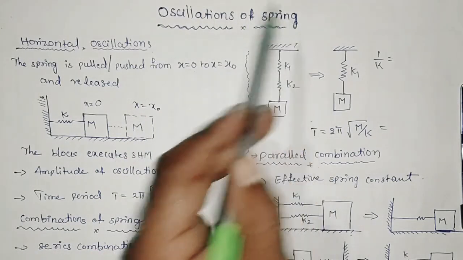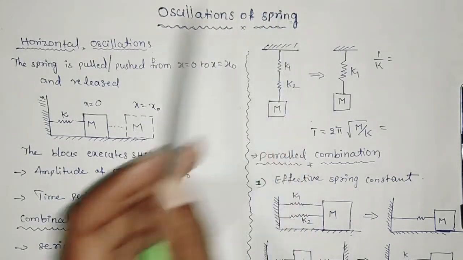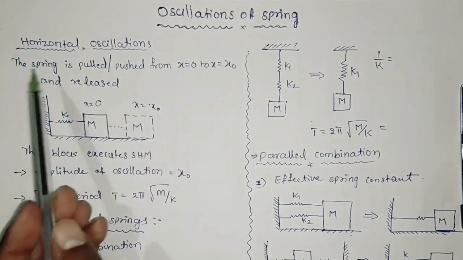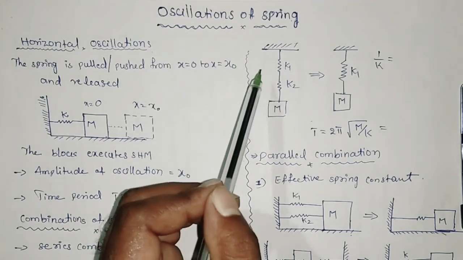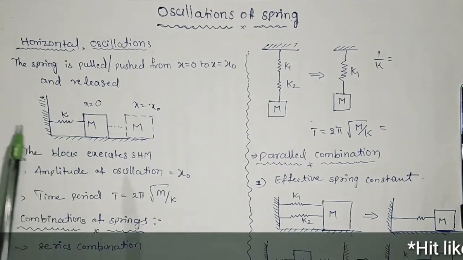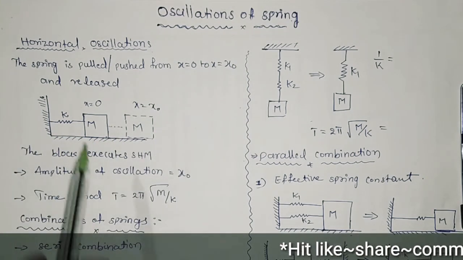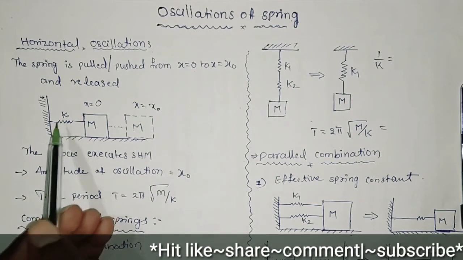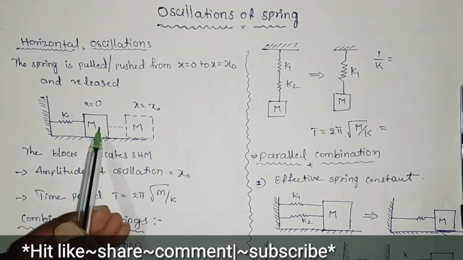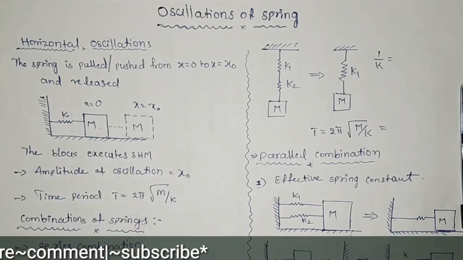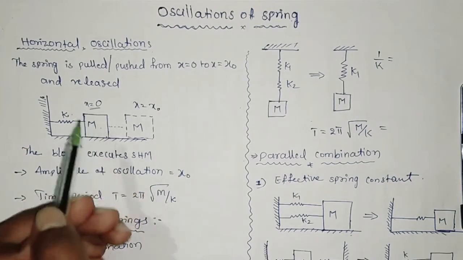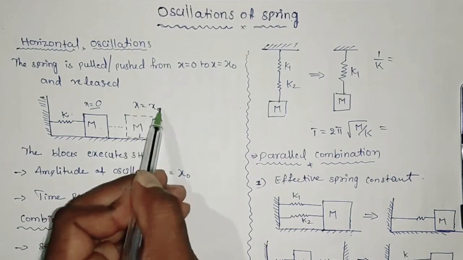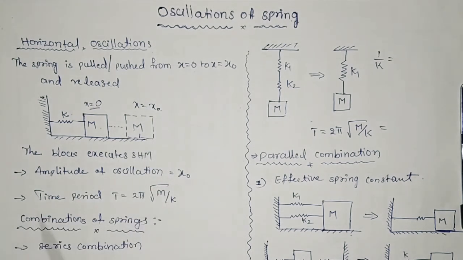Oscillations of a spring, horizontal oscillations. The spring is pulled or pushed from x = 0 to x = x0. K is the spring constant and m means the mass of the block. See the figure, this position is x = 0 and this position is x = x0.